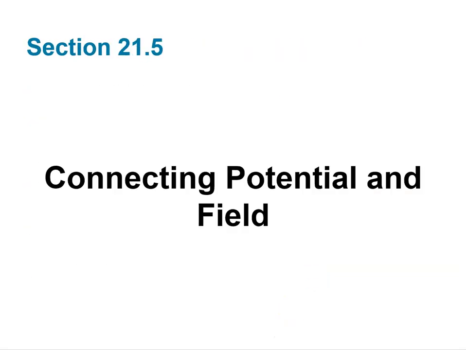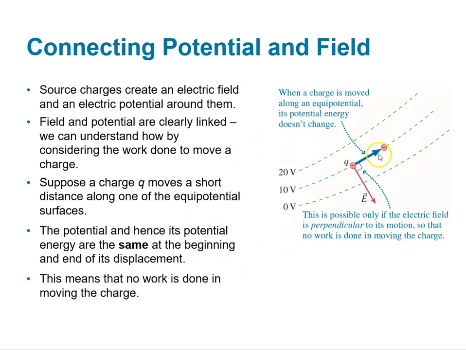So this is actually the next section where we're going to connect potential and field. And this is what we did in lab if you've done the field mapping experiment. If you have not done the field mapping experiment, this is what you will be doing in lab. We'll be mapping potential, and then we'll be using that to construct an electric field. So we're going to look at a charge, and these are equipotential lines.